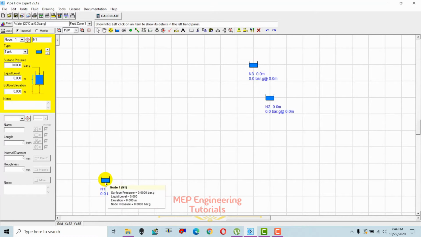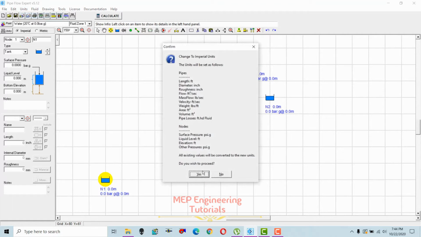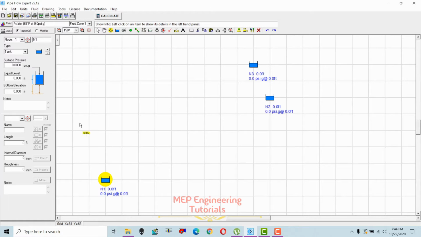First of all, you have to select the tank, and then you can see in here the surface pressure. I'm going to keep this open to the atmosphere, so I will keep this surface pressure 0. And liquid level, we have to write how much is the liquid level in this tank. So let me change the units. You can change the units by going to the units and changing from imperial to metric or metric to imperial. I'm going to change this to imperial.